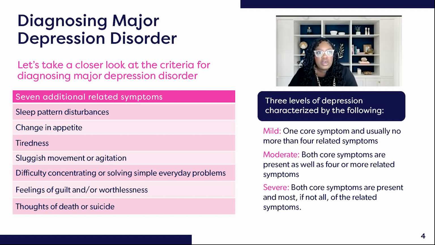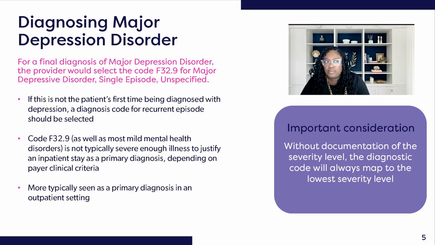Okay. And so, diagnosing major depressive disorder. For a final diagnosis of major depressive disorder, the provider would select the code F32.9 for major depressive disorder, single episode unspecified. That's what it maps to. Okay, so that is just basic depression.